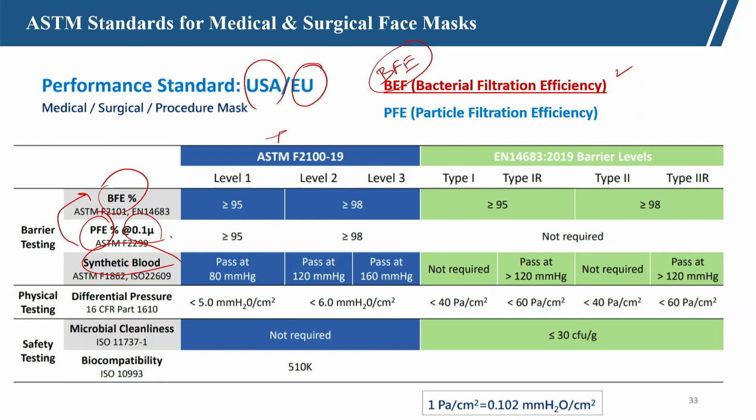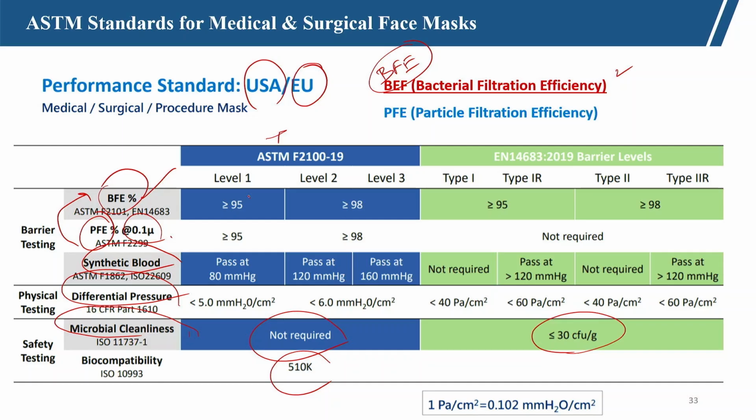For physical testing, the differential pressure is measured, that is the pressure drop. For safety, there is microbial cleanliness, for which ASTM does not recommend such a standard, but the European Union has a certain standard, and biocompatibility is there. So, there are different types of parameters we use to test, and you can see the bacterial filtration efficiency.